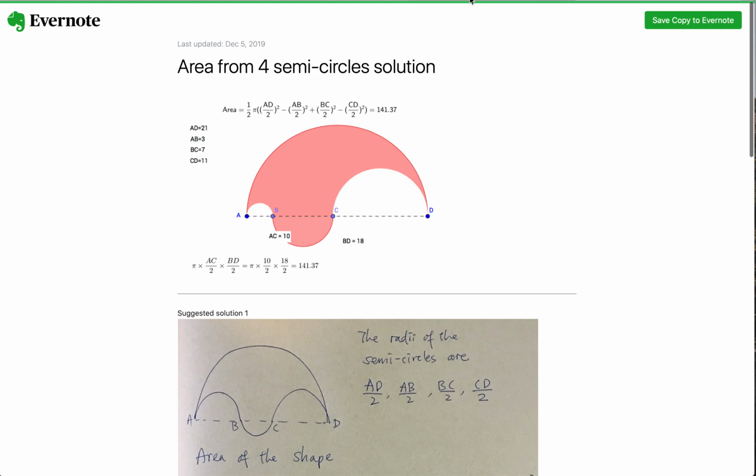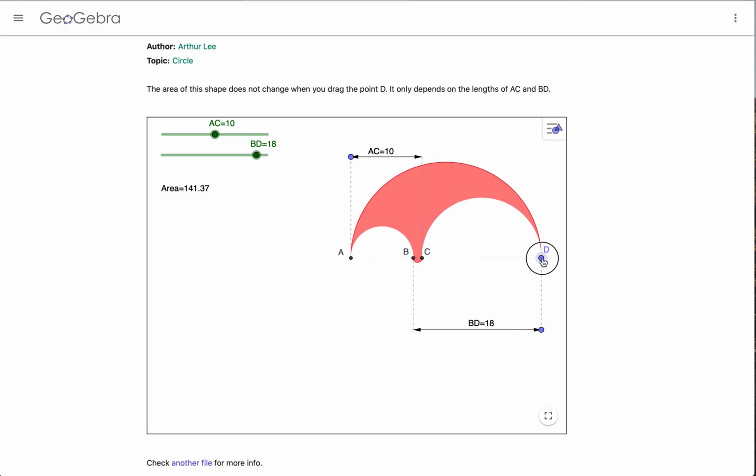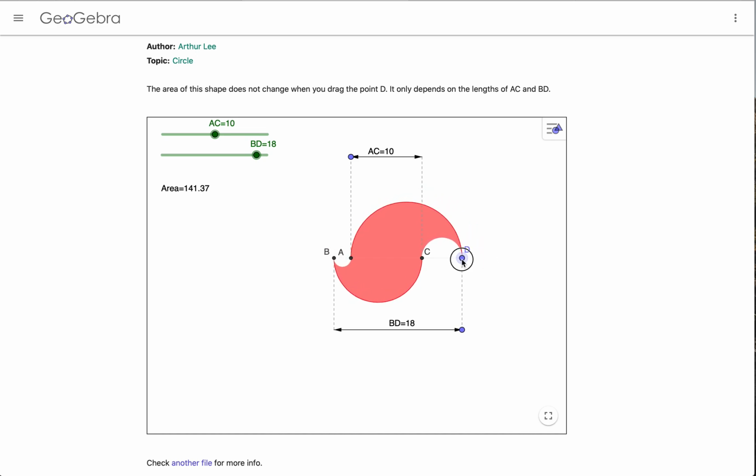And then one more final extension question. What makes it interesting is that for this figure, the area just depends on the length of AC and the length of BD. That means no matter how you change it, either this way or this way, you get the same area. How about if I further move D to this side? Do you think the area is still the same? This can be an extension for you to further consider.